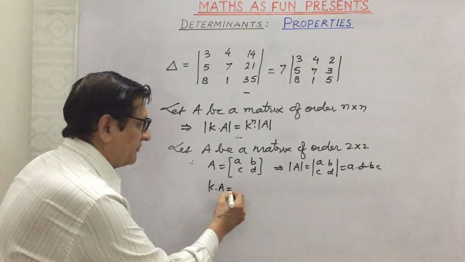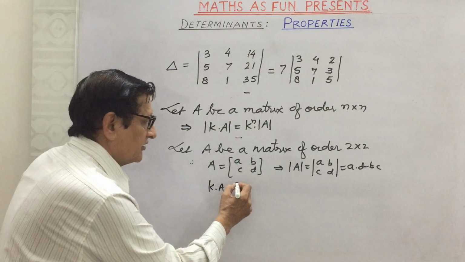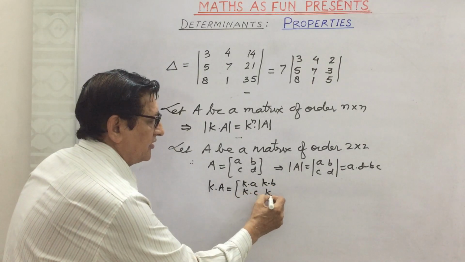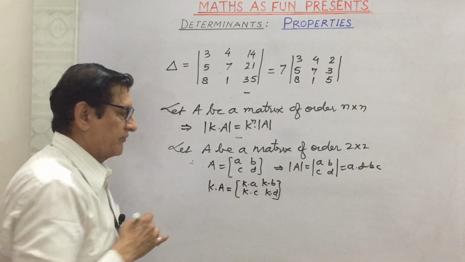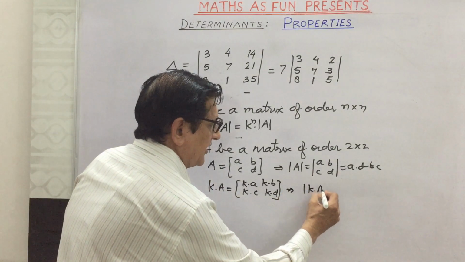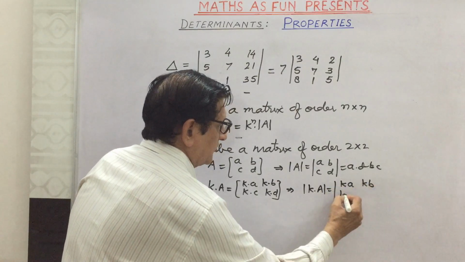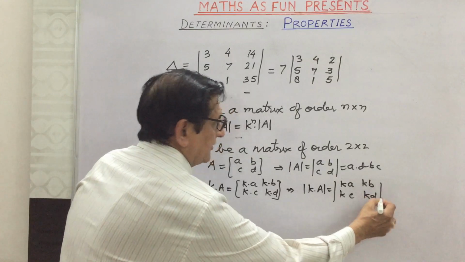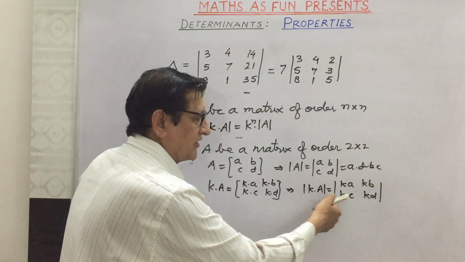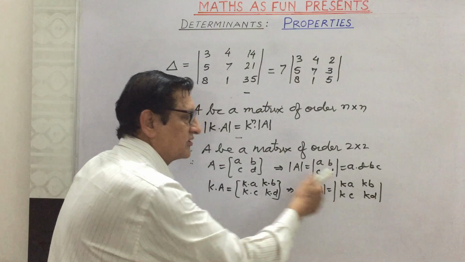k into A will be, we have to multiply k to every element of it, that is ka, kb, kc, kd. If we find the value of determinant of this, it means determinant kA will be determinant ka, kb, kc, and kd. Do we find that k is common from the first row as well as from the second row, or from the first column and from the second column?